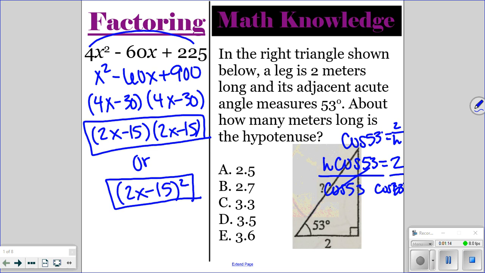And so if you plug that into your calculator, you should get 3.3, and that would be C for your answer. Okay?